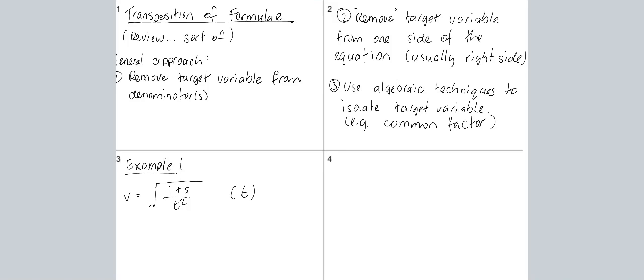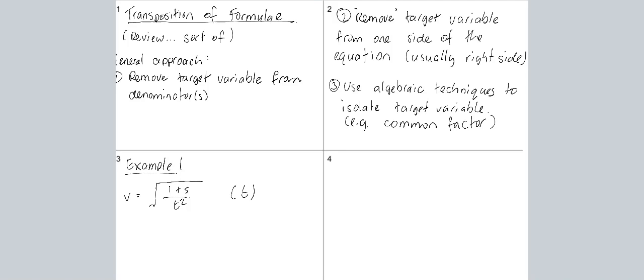So the general approach is as follows. Number one, if you can, remove the target variable from the denominators. Okay, so if it's in a fraction, get rid of the variable out of the bottom of the fraction. Number two, remove the target variable from one side of the equation. And it's usually on the right-hand side because you want the variable to be on the left eventually.